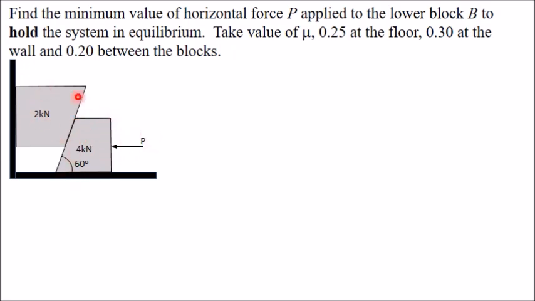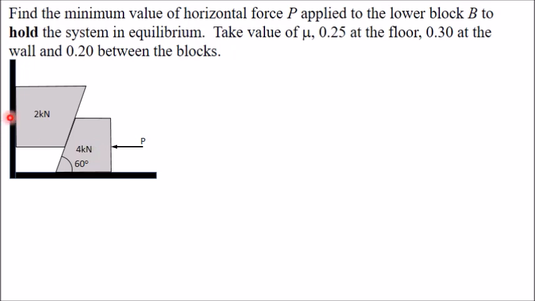In fact, this 2 kilonewton block is our wedge, which is coming downwards and causing this 4 kilonewton block to move in the rightward direction. And we have to apply this minimum force P to keep this block in its original position. So our first step is to draw the free body diagram.